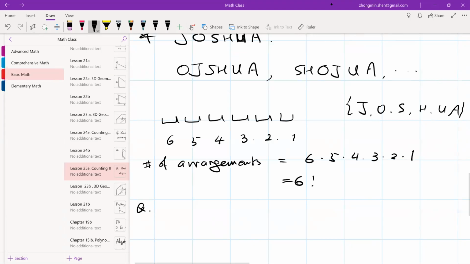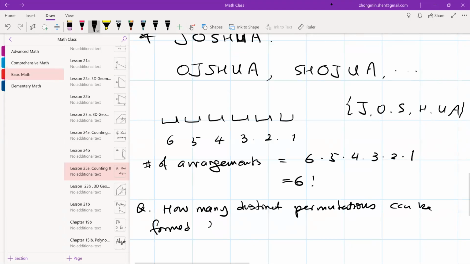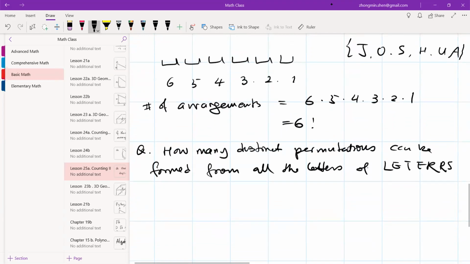So here's the next one, okay? The question is, how many distinct permutations can be formed from all the letters of L E T T E R S. Letters. Yeah, I'm sorry, my spelling. So L E T T E R S.